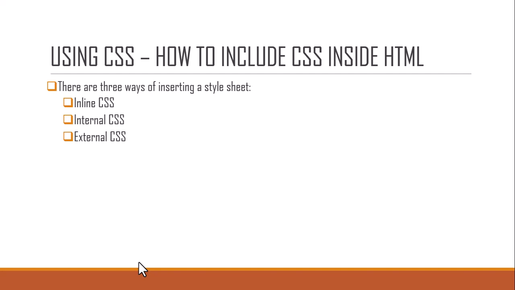So it is a little bit time consuming and not a good way to apply style sheets. The other way to apply a style sheet is called internal CSS, or we call it embedded CSS. Internal CSS is used to apply style sheets for a single web page. So when we want to apply a style for a single web page, we use internal CSS, and it always should be inside head element.